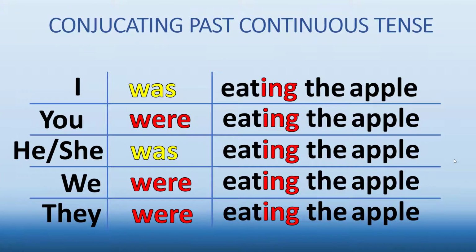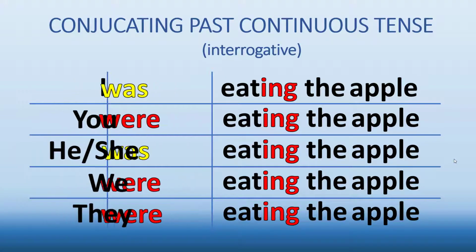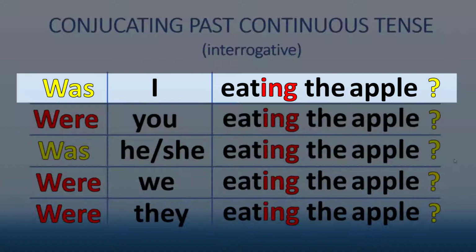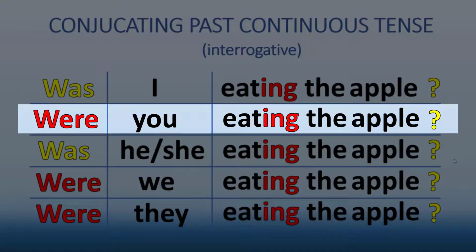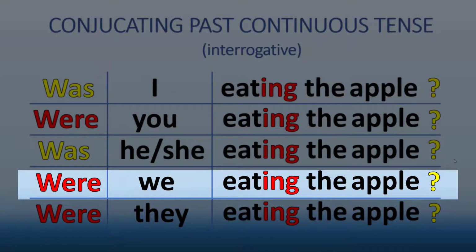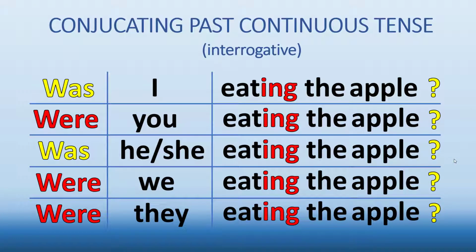Now you just see this table in which there are affirmative sentences. I was eating the apple. Now how to make it interrogative? To make it interrogative, we have to simply bring was or were before the subject. And at the end we have to put a question mark. Was I eating the apple? Were you eating the apple? Was he or she eating the apple? Were we eating the apple? Were they eating the apple? So it is very simple to make the interrogative form.